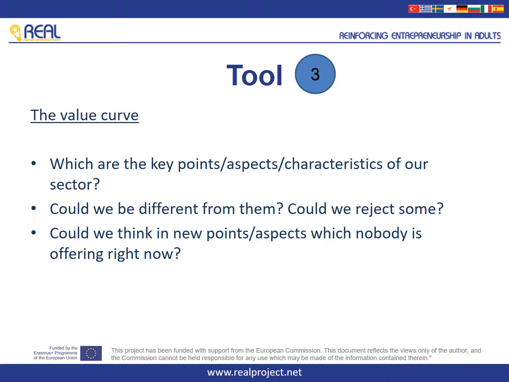This tool will help us to define the key points of our sector and to decide if we could be different from them or if we could introduce new key points. The aim is to be different from our competitors. We are in the touristic sector, and the main key points of our sector could be price, nature environment, urban, relax, active, sport, cultural traditions, gastronomy.